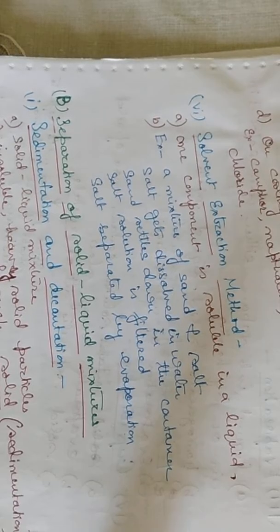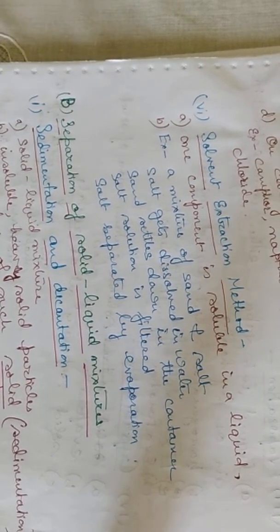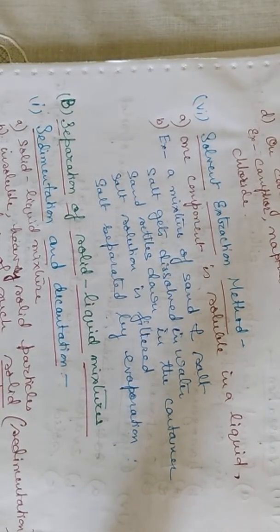Then the sixth method by which a solid can be separated is solvent extraction method. Here, one component should be soluble in a liquid. For example, a mixture of sand and salt. Here, salt gets dissolved in water. Sand settles down in the container. Salt solution is filtered out. Then the salt solution is evaporated. Salt remains, water evaporates. This solvent extraction method can also separate two liquids. I'll tell you later on.